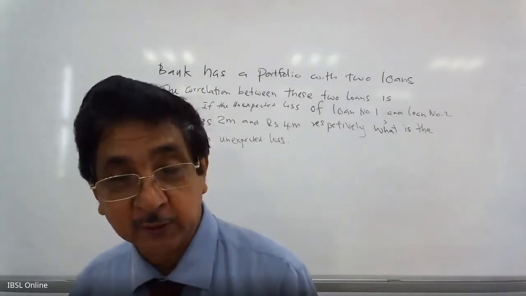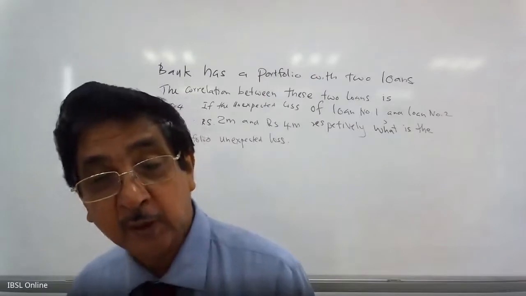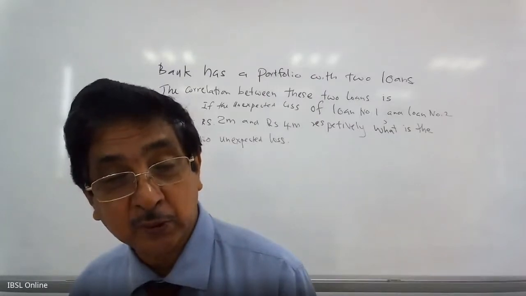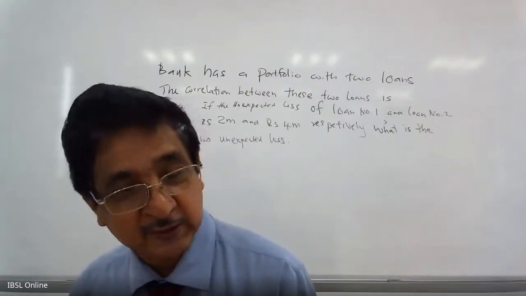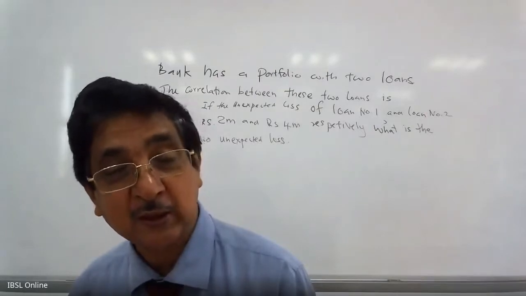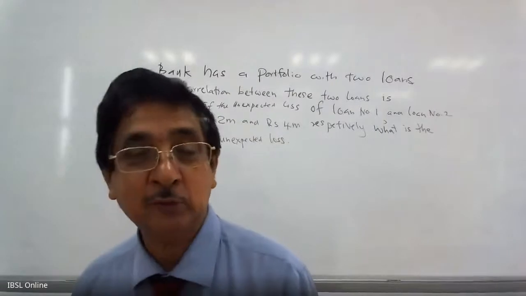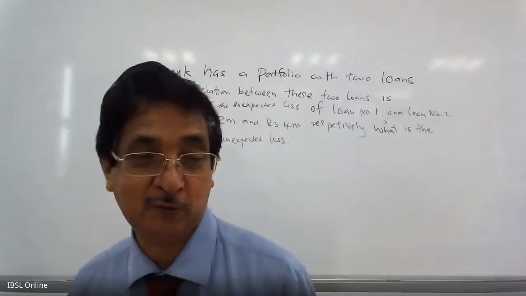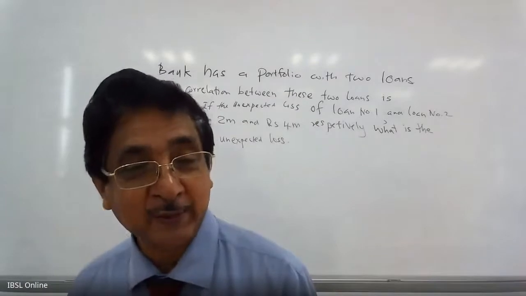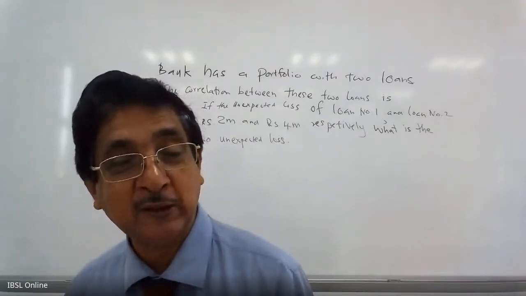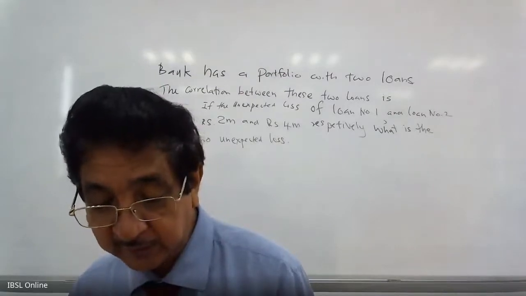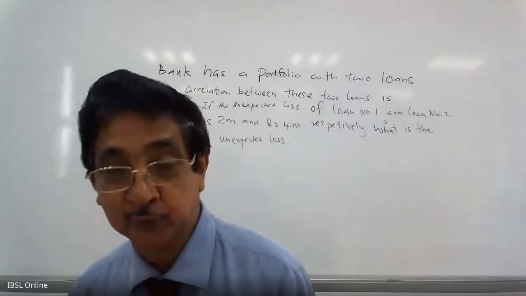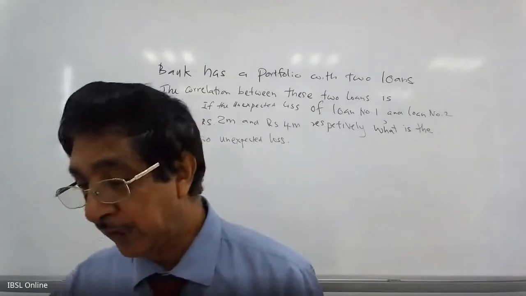Now, what you need to do is get the square of loan number 1, that is 2 squared, that is 4, plus square of 4, that is 16. 16 plus 4 is 20. Then plus 2 into 0.4 into 2 into 4. Altogether that comes to 26.4. And you need to get the square root of that. That is 5.138, so the answer can be taken as 5.14. I will put it on the board.